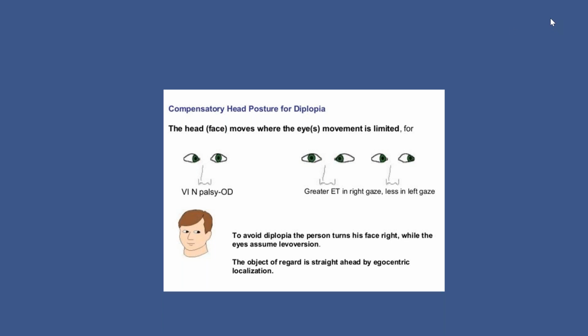I'll explain again. If you see, the patient has a face turn to the right. So both his eyes are moving towards the left. The patient is actually in a state of levoversion when he has attained a position where the head is turned to the right. Now, why is he doing this? That's because his sixth nerve is paralyzed, so he's not able to abduct the right eye. So the right eye is either adducted or esodeviated.